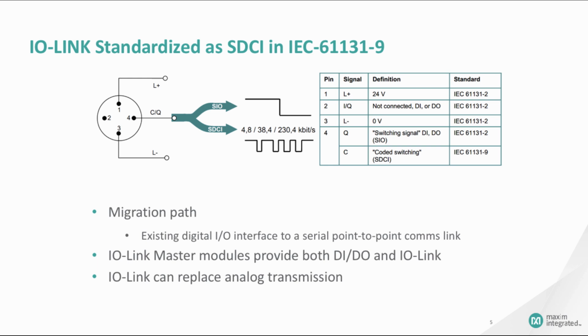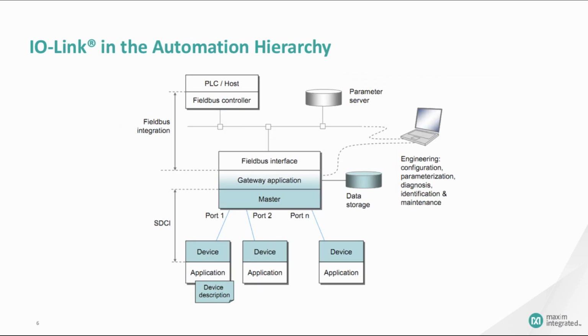IO-Link masters provide both binary sensor, digital input, digital output, and IO-Link communication. This allows IO-Link to be added to an existing system easily. When combined with gateway capabilities, this system can then become a field bus I/O node.